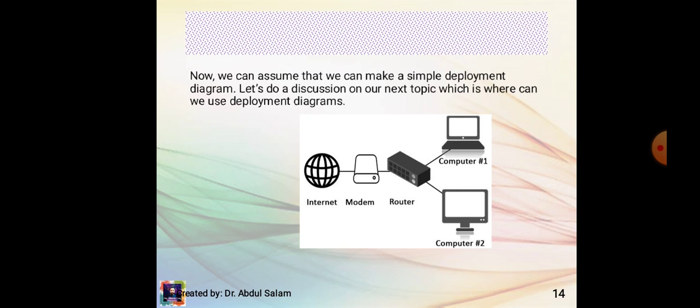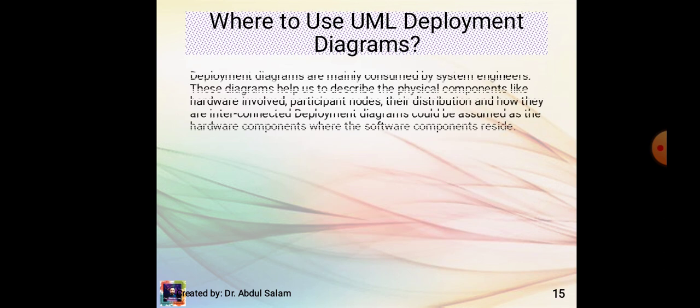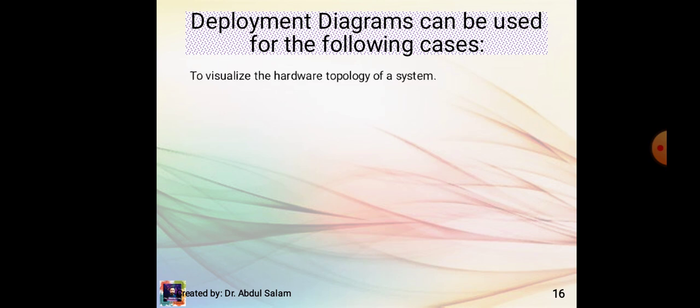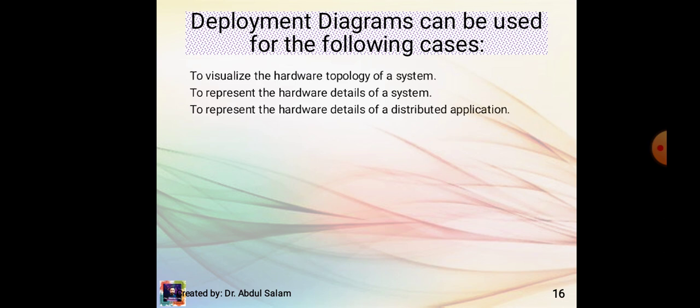Let's discuss our next topic, which is where can we use deployment diagram. Where to use UML deployment diagrams. Deployment diagrams are mainly consumed by system engineers. These diagrams help us to describe the physical components like hardware involved, participants' nodes, their distribution, and how they are interconnected. Deployment diagrams could be assumed as the hardware component where the software components reside. Deployment diagrams can be used for the following cases: to visualize the hardware topology of the system, to represent the hardware details of the system, to represent the hardware details of a distributed application, and many more.